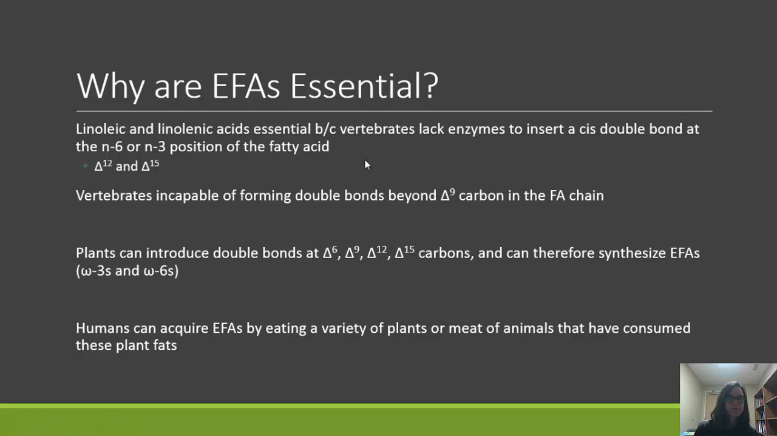The enzymes that insert these double bonds are called desaturases, and only plants have these desaturases. Vertebrates are incapable of forming double bonds beyond the delta 9 carbon in the fatty acid chain. So we're really out of luck when we're trying to insert these double bonds at the delta 12 or delta 15 places. We need plants to do it for us, and then we need to eat those plants, or in the food system, one step up, the fish who eat the plants. So plants can introduce double bonds at delta 6, 9, 12, and 15, and therefore they can synthesize these essential fatty acids.